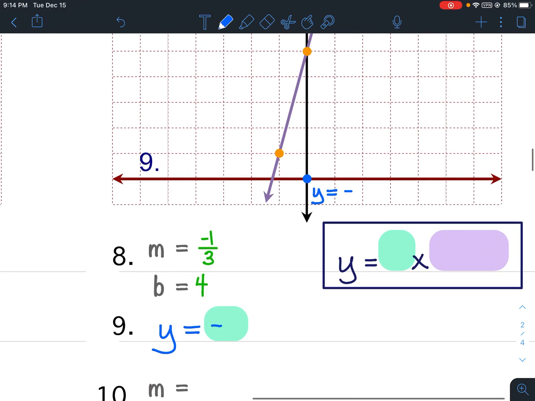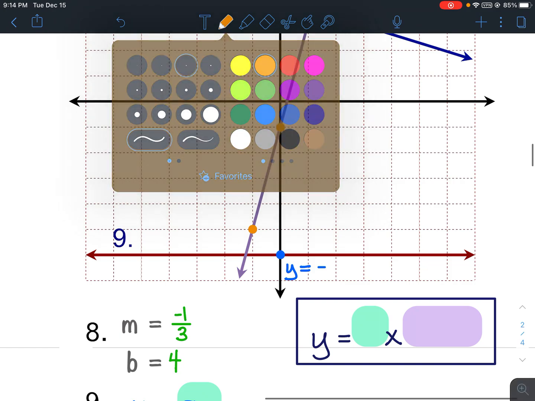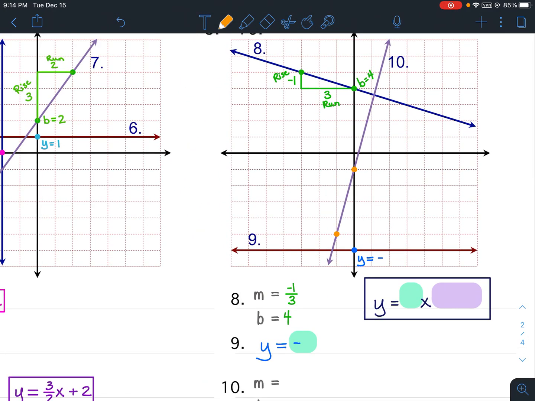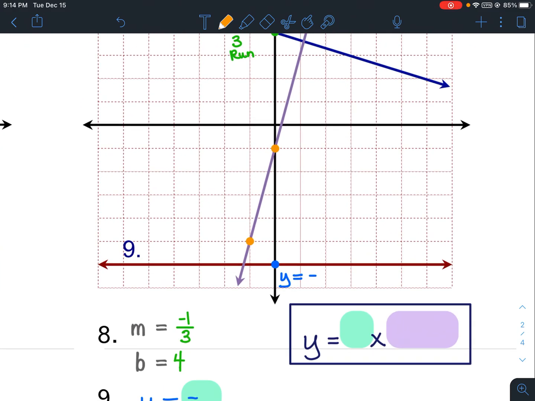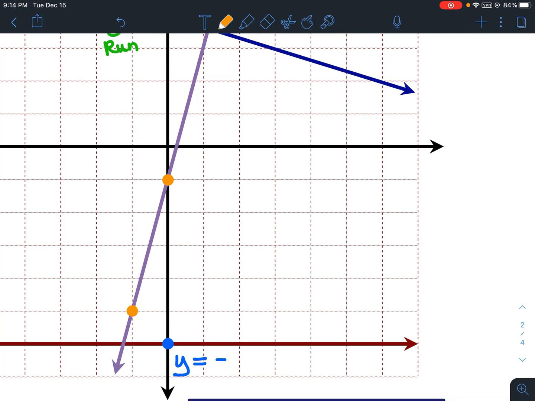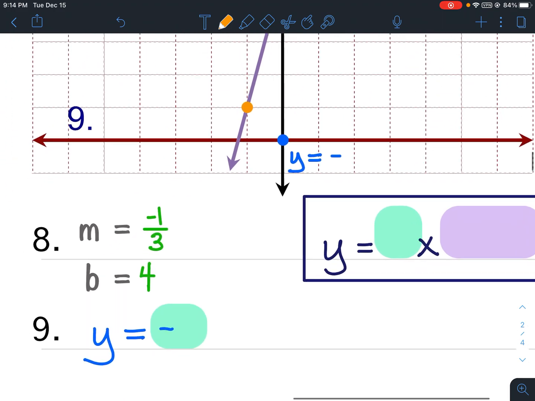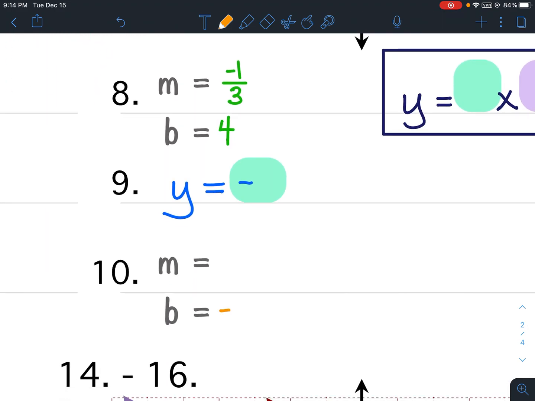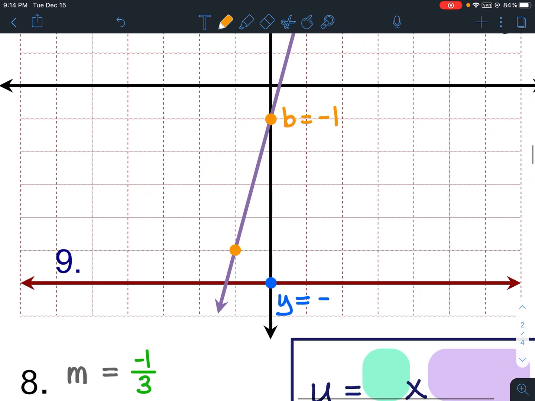Number 10. All right, again, we have a slanted line. So, where does it cross the y-axis? Here's B. It goes down 1, so negative 1. My y-intercept is negative 1. My slope: this time, my graph is going upward. Upwards means it's going to be a positive slope.